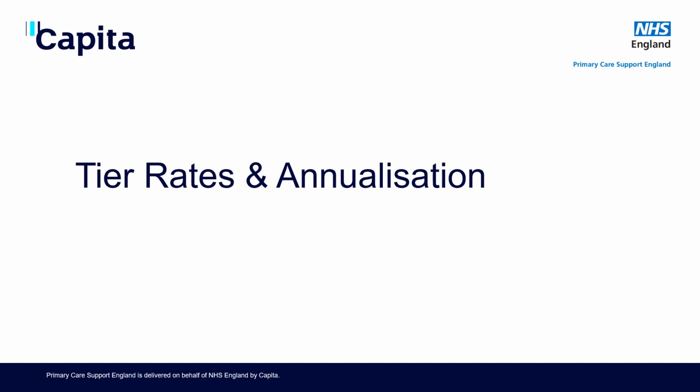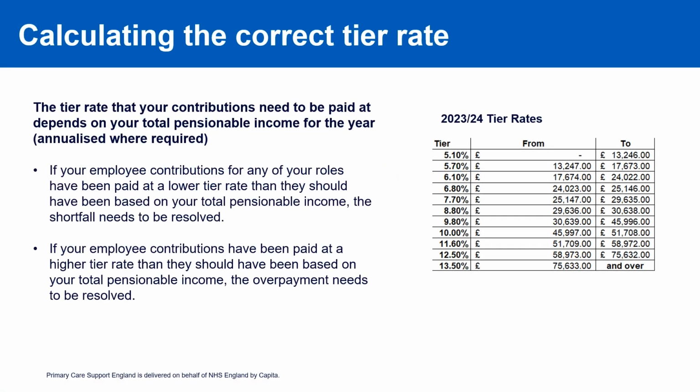In this video we're going to talk about calculating the correct tier rate and where annualisation comes in, and then also how to deal with any shortfalls or overpayments of contributions in the end of year type 2 process.